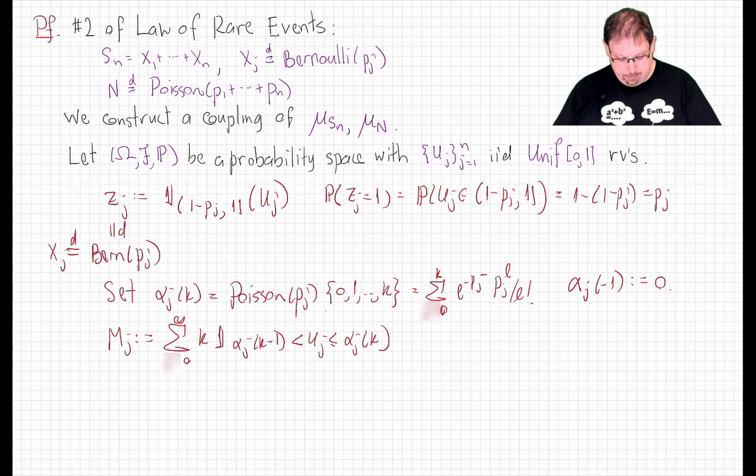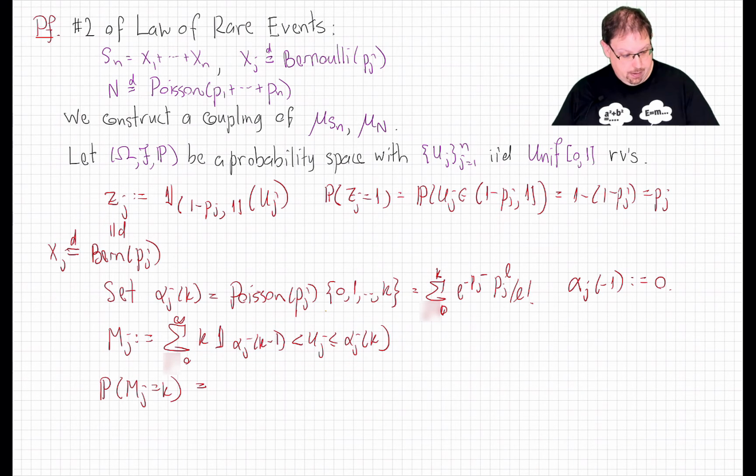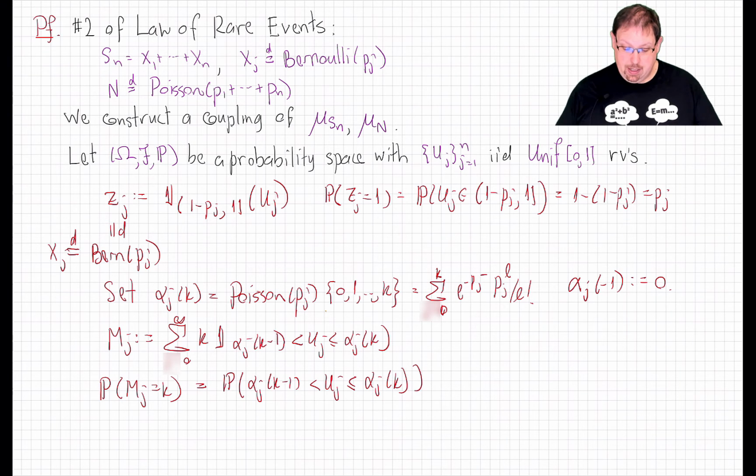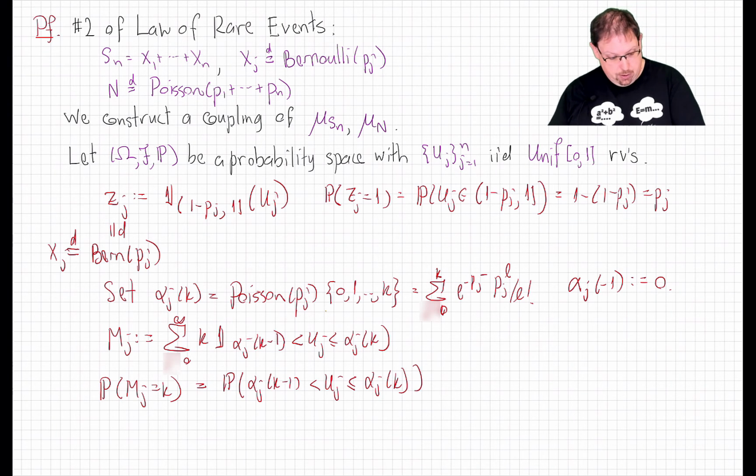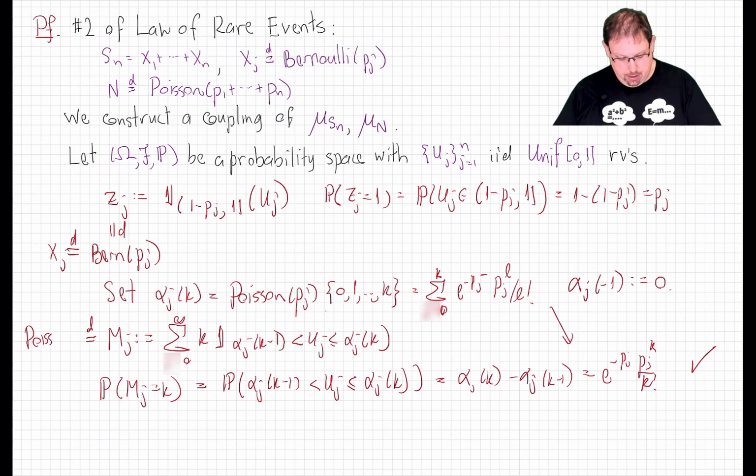Let's just check that. The probability that Mj is equal to k is exactly the probability of this event here for that fixed k. Again, using the definition of the distribution of Uj, that's just equal to the difference between the two endpoints of that interval, which is e to the minus pj, pj to the k over k factorial, which is indeed the probability mass function of a Poisson. And so we see that indeed Mj is Poisson of rate pj.